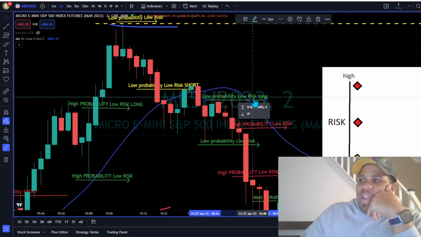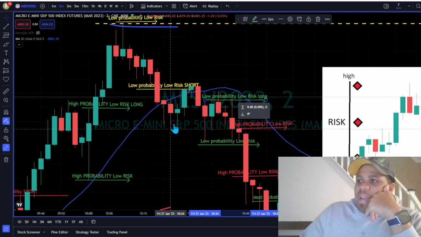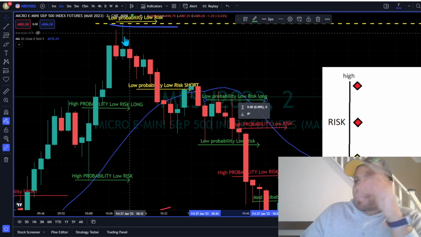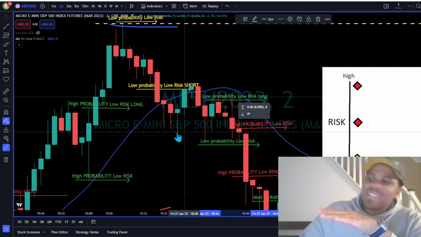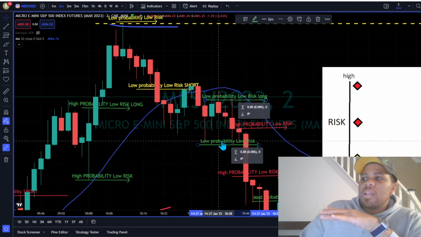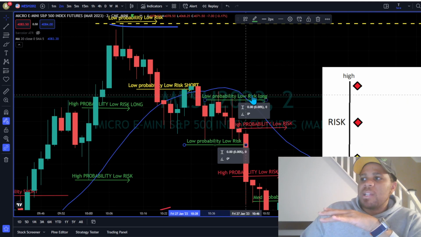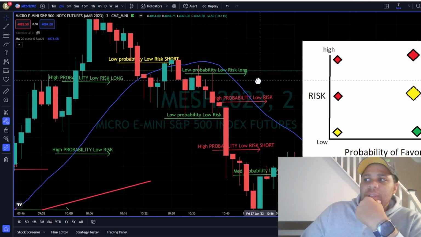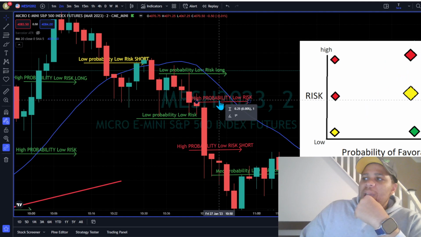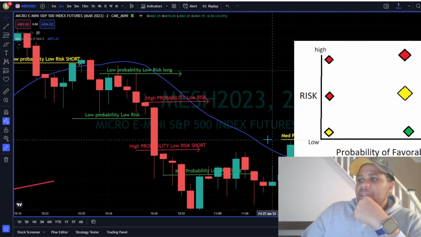You're below the moving average. You have multiple lower lows, multiple lower highs. You know what I'm trying to say? And you put your stop below here, so this is what makes it low risk, but it still makes it low probability. Moving on down here, we have a high probability, low risk short, and that's right here.